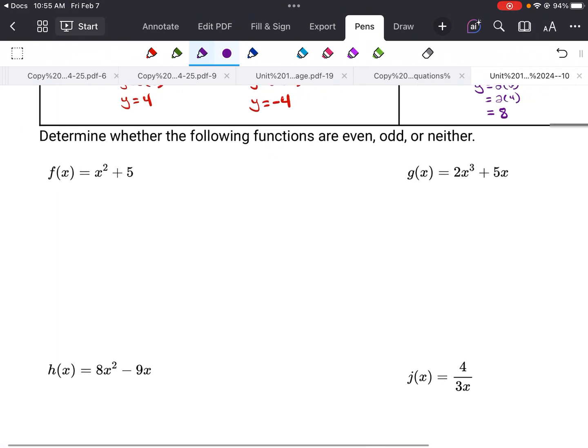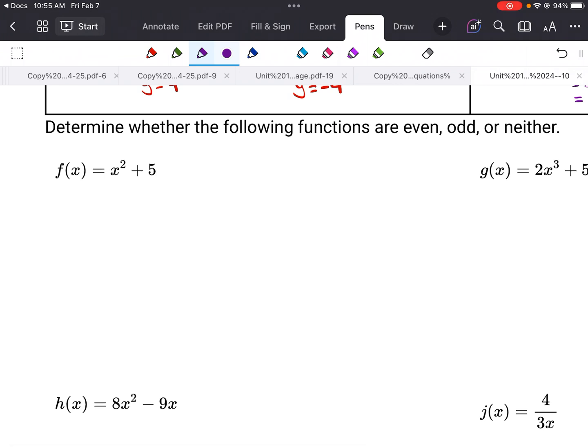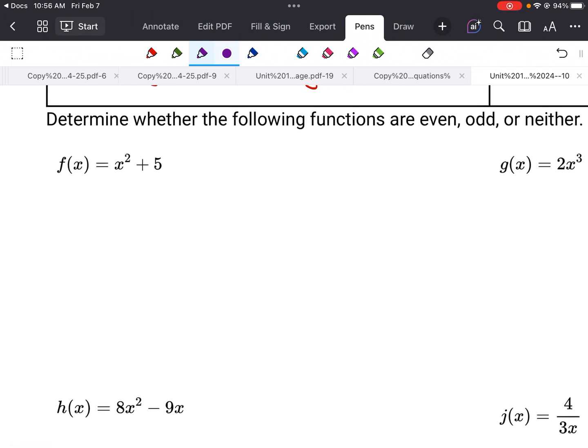Okay, determine whether the following functions are even, odd, or neither. So in order to do this, instead of f of x, we're going to plug in f of negative x. So we literally make the x's negative. So this x squared will be negative x squared plus 5. And negative x squared gives us x squared plus 5. And now it's the same as the original function. So therefore, this is even. Right? We plugged in negative x and ended up with the original function.